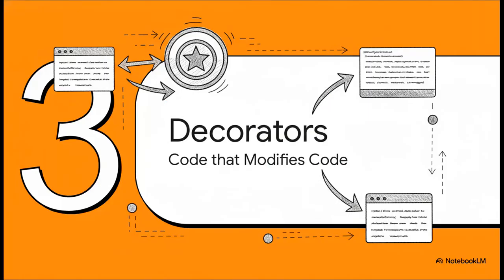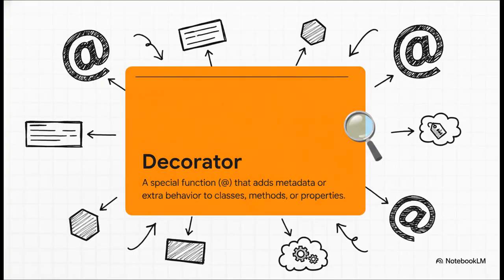All right, so we've got flexible types, and we know how to check them safely. Now let's get into something a little more mind-bending, but way more powerful. Decorators. This is where we start talking about code that can actually change other code. So what is a decorator? Don't let it scare you. At the end of the day, it's just a function.